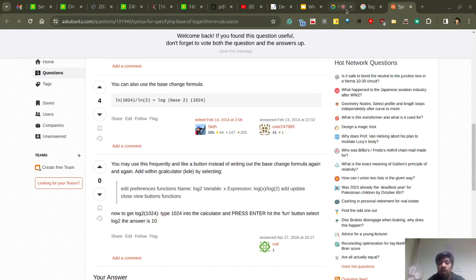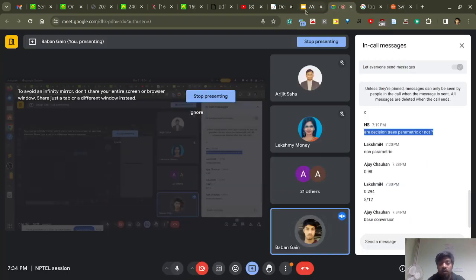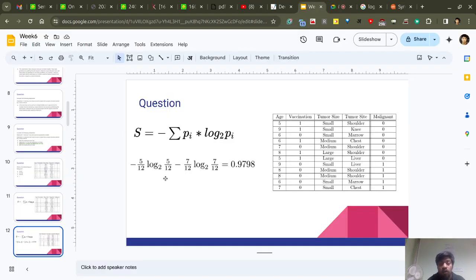But in that case also, let's say we have this question: 5 by 12 log base 2 of 5 by 12. You can do log of 5 by 12 and then divide it by log of 2. So this is the answer.